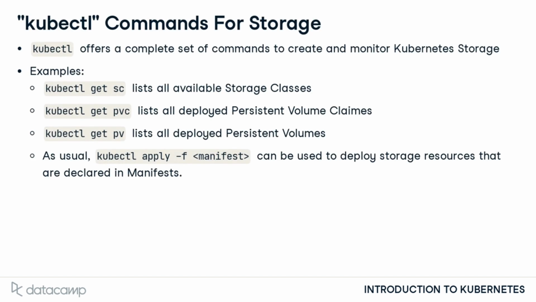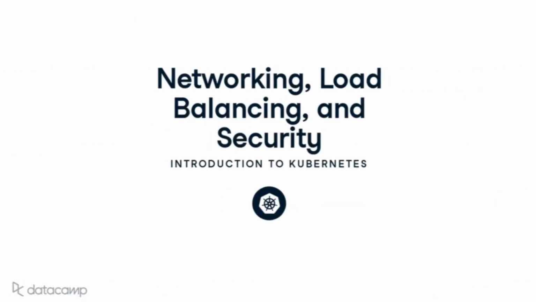As you have already expected, kubectl offers a complete set of commands to deal with storage. For example, kubectl get sc will list all available storage classes, and kubectl get pvc shows all deployed persistent volume claims. Further, kubectl get pv lists all deployed persistent volumes. Plus, as usual, kubectl apply -f manifest is used to deploy the storage resources which have been declared in respective manifests.